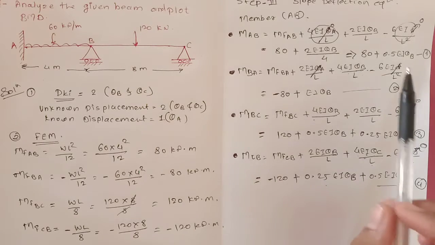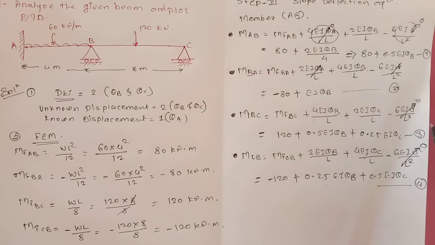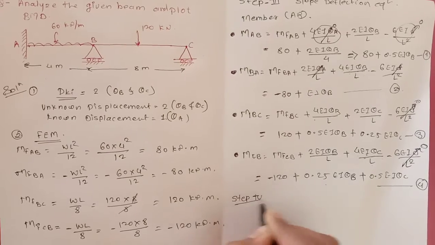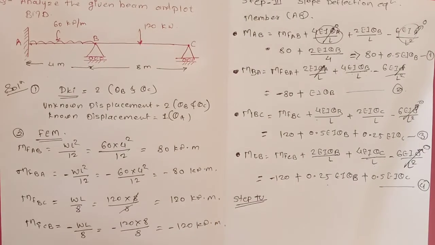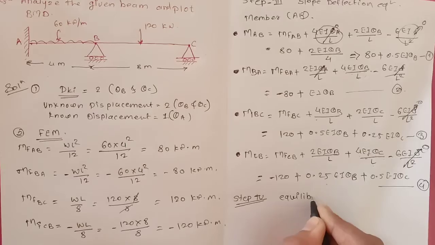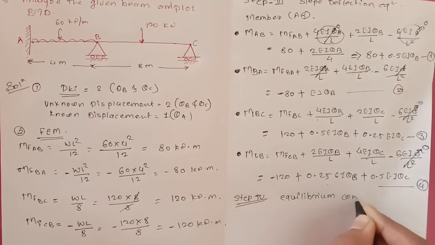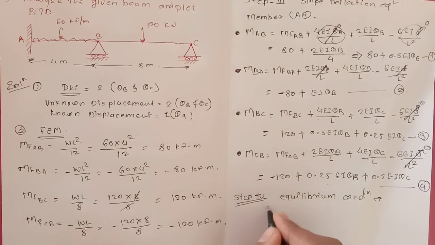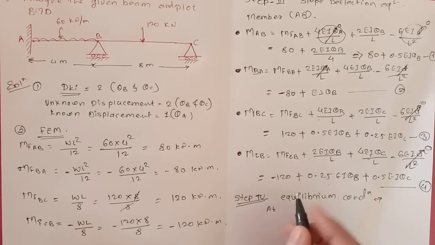So these are our slope deflection equations 1, 2, 3 and 4. The next step, step number 4. Fourth step is apply equilibrium condition. Okay, so first apply equilibrium condition at joint B and C. So first take joint B.